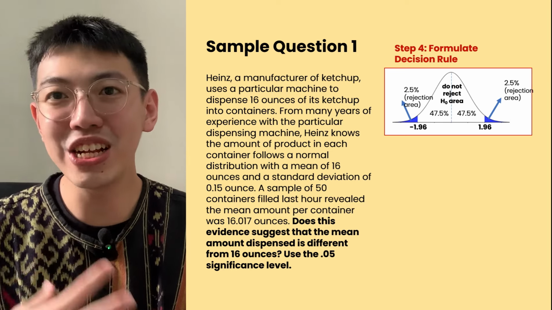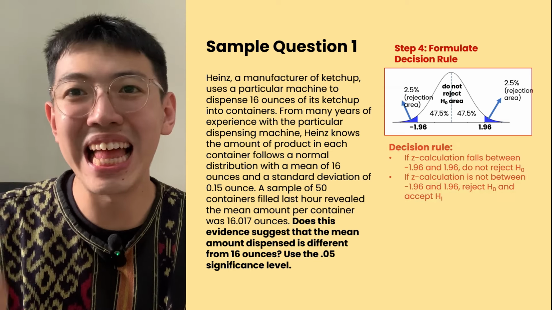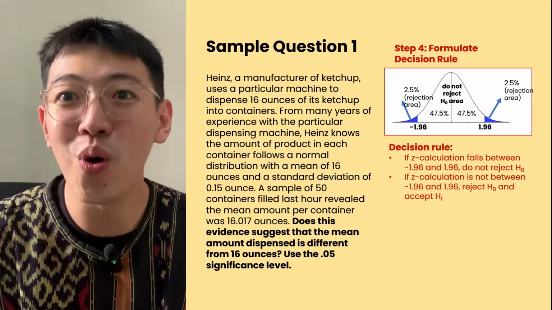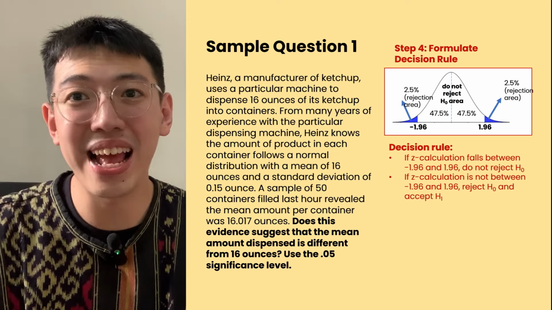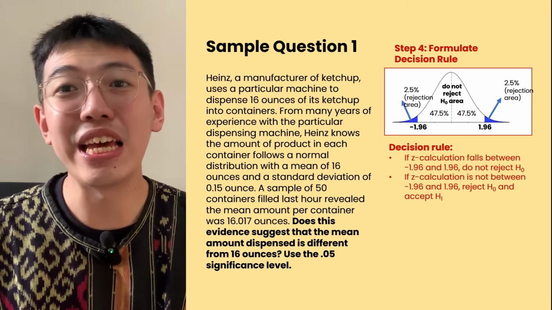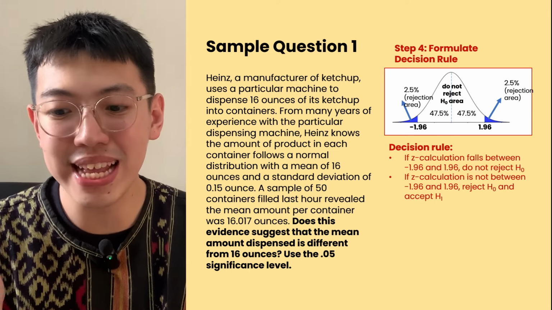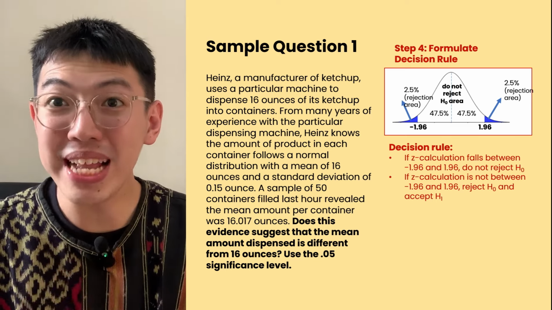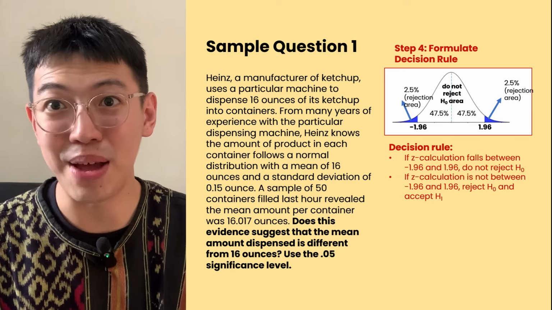After we find the Z critical, we can set the decision rule. If the Z calculation lies in the blue area, we have to reject H0 and accept H1. If the Z calculation lies in the white area, we do not reject H0. In other words, if the Z calculation falls between minus 1.96 and 1.96, do not reject H0. If the Z calculation is not between minus 1.96 and 1.96, we reject H0 and accept H1.